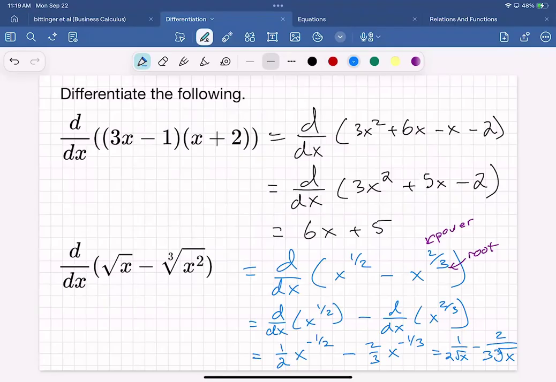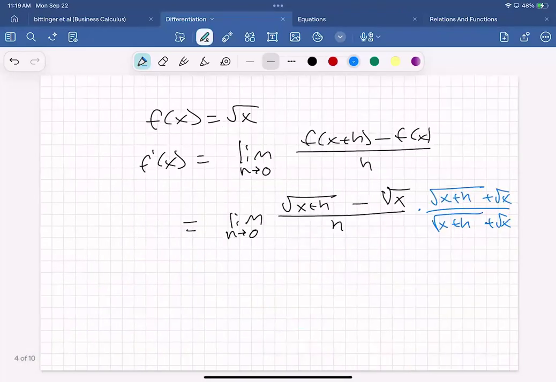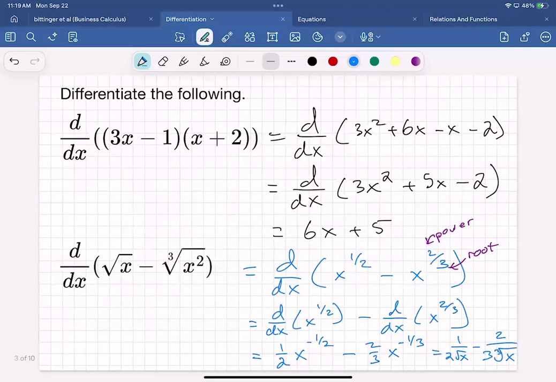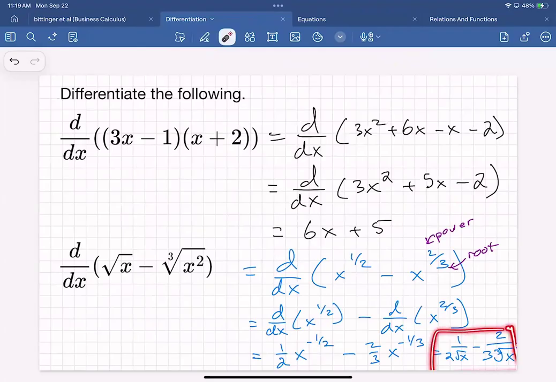Any questions, though, with these two? The last one, how the x has the minus half? Talking about here? Yeah.